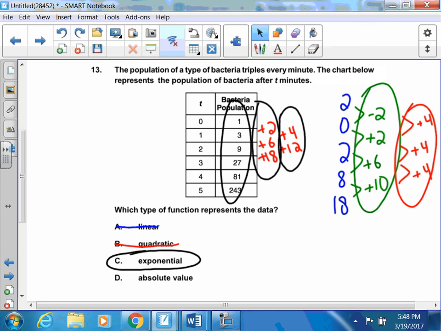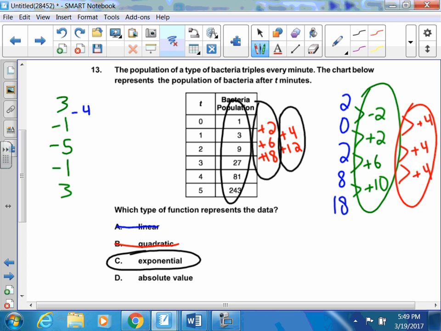An example of absolute value might be if you had 3, negative 1, negative 5, negative 1, and then negative 1, and then positive 3. Let's say you had those numbers. Look at the first difference. 3 to negative 1 is subtracting 4. Subtract 4 more to get to negative 5. Go from negative 5 to negative 1, we're adding 4. Then we're adding 4 again. So the first difference would be the same numbers, but positive on one side, negative on another. That would be absolute value. Not happening in this case.